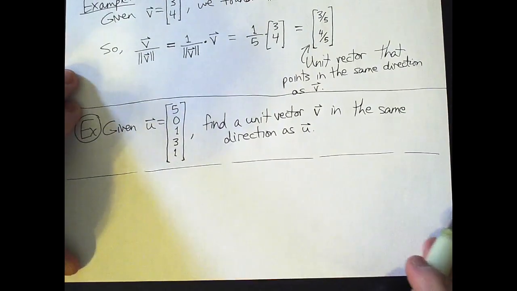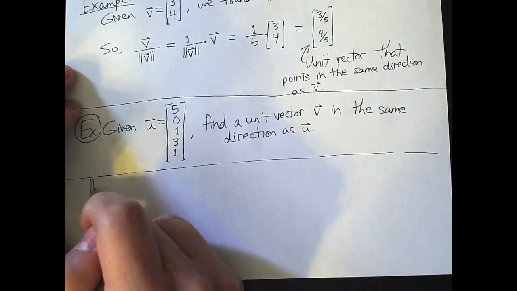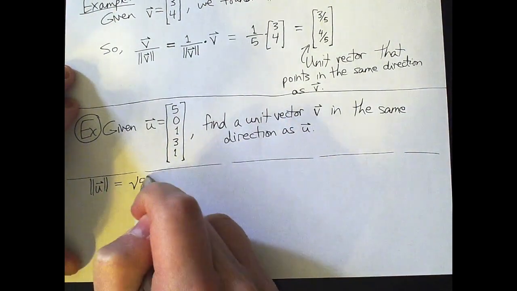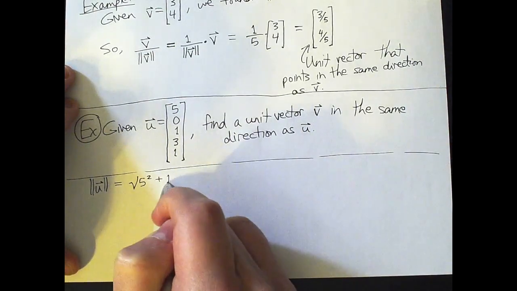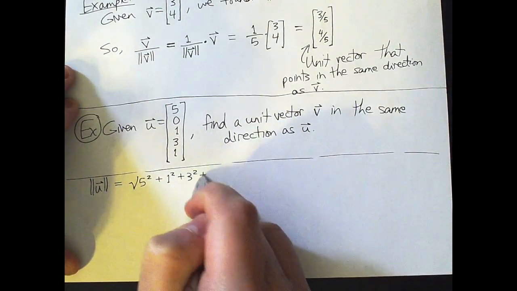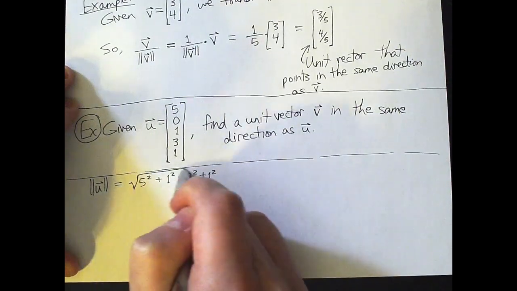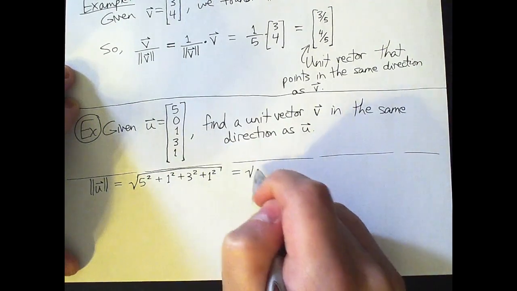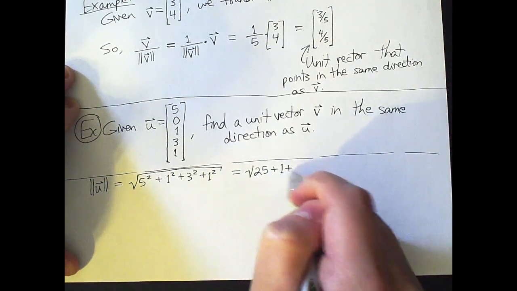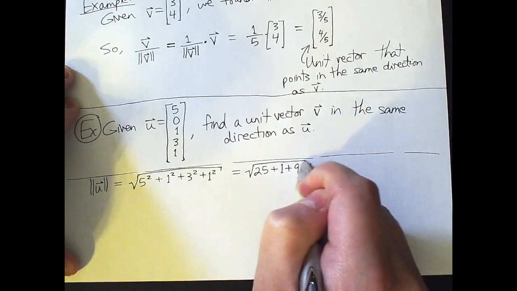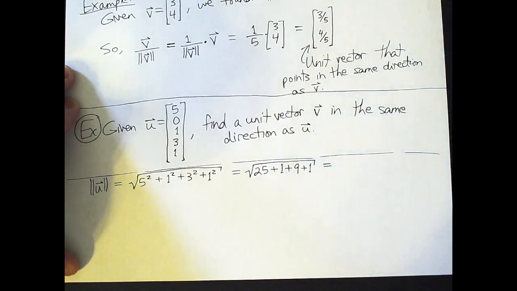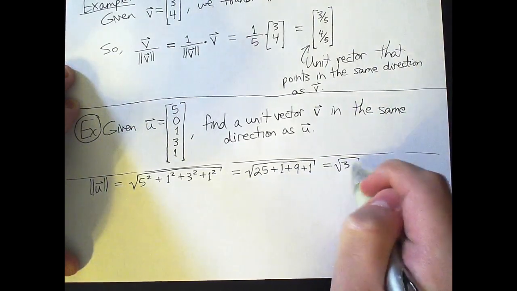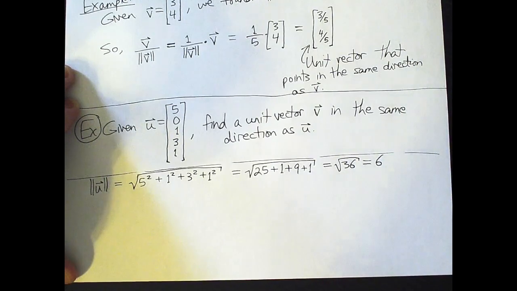Okay, so the problem didn't tell us this, but I think in order to answer this, we're first going to need to know what is the length of u. So let's go ahead and find the length of u. It's going to be the square root of 25 plus 1 plus 9 plus 1. Hey, that's the square root of 36. This is going to work out nicely. The length of this vector is 6.